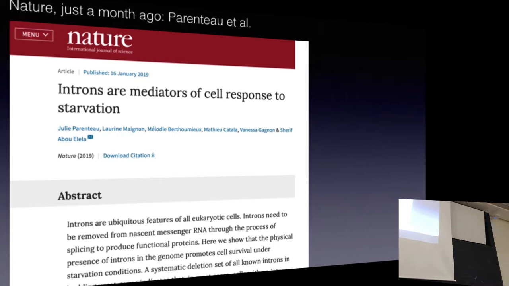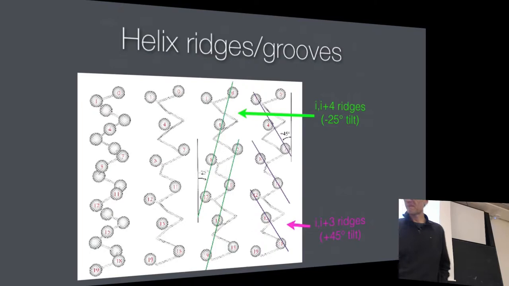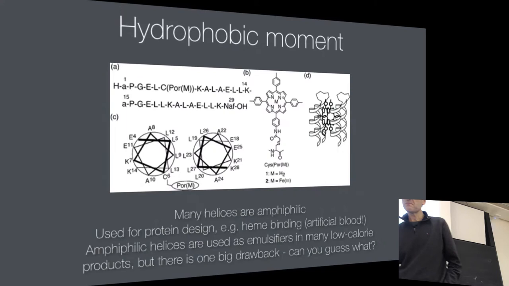If this turns out to be right, it could very well be a Nobel Prize in the future, but it's going to take 20 years for that. I think I already spoke about those helix ridges and grooves, so I'm not going to go through that in the interest of time, but I will go through this.